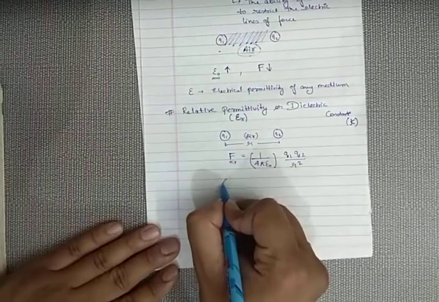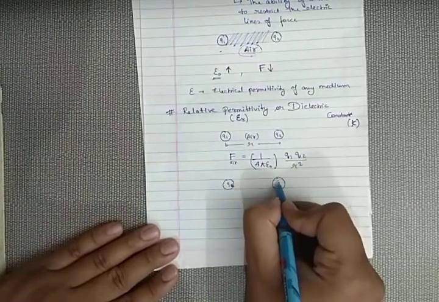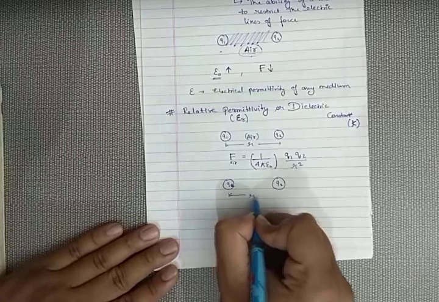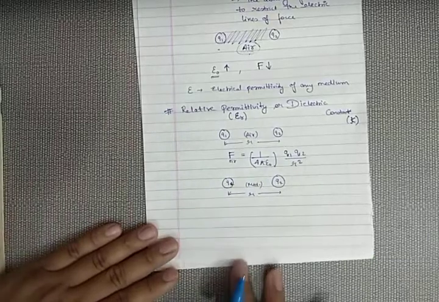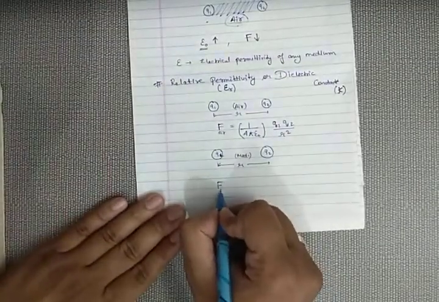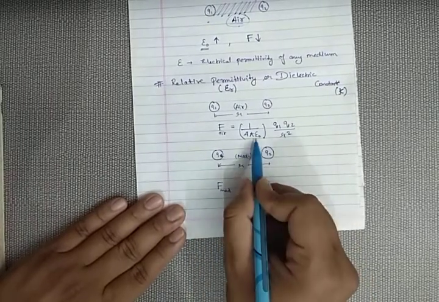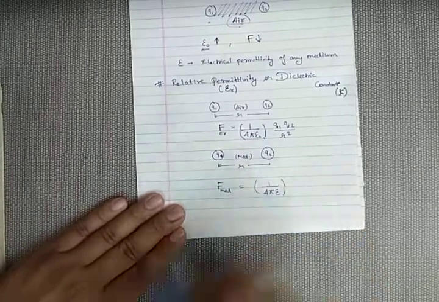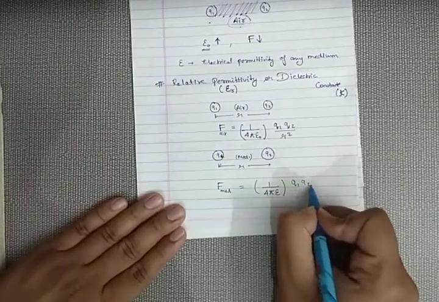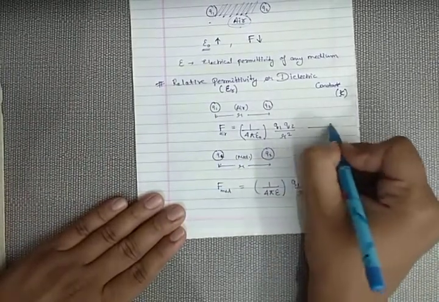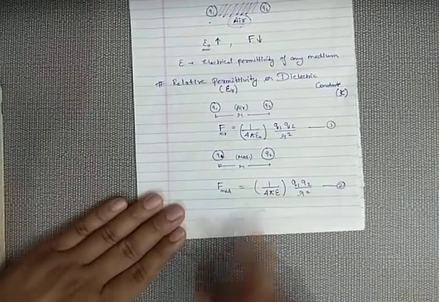Now suppose the same charges q1 and q2 are there, but this time instead of air we have used any medium. It can be water or any kind of medium we prefer. Now this time we write the force in medium as 1 upon 4 pi, and instead of epsilon naught we only write epsilon, because epsilon is used for any medium, and same q1 q2 by r square. This is equation number one, and this is equation number two. This is the force in air, this is the force in any medium.